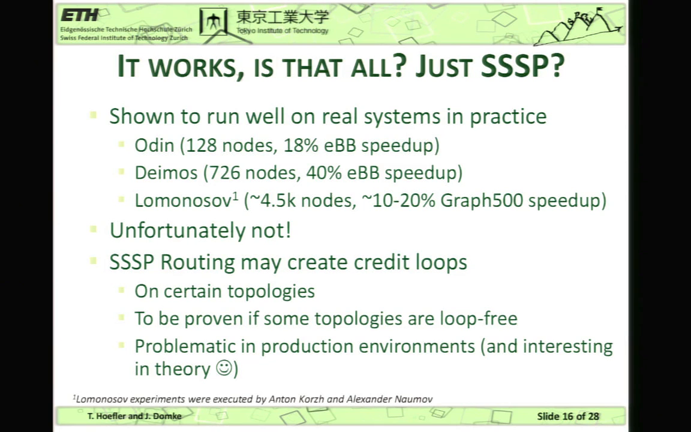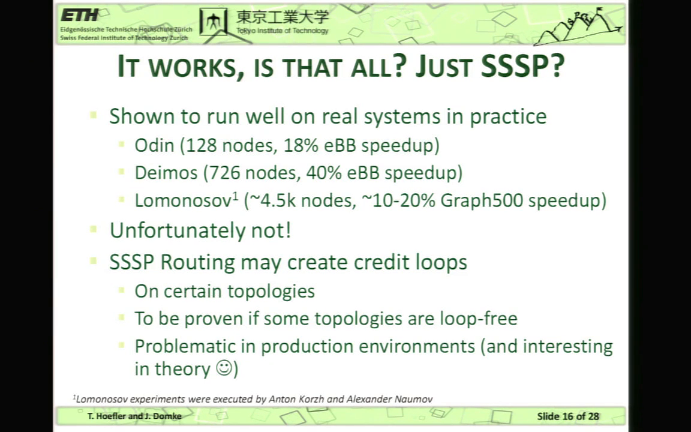But now I just told you about how to get good routes for the network, right? So for the network experts among you, you will say, well, that's really cool. We get 18%, 40% speedup, and actually on the Lomonosov system, which is a really large system, 4,500 nodes, we measured an application speedup for Graph 500 between 10 and 20%. And that's coming for free, essentially. There's no new hardware or something. You just install a different software, right?